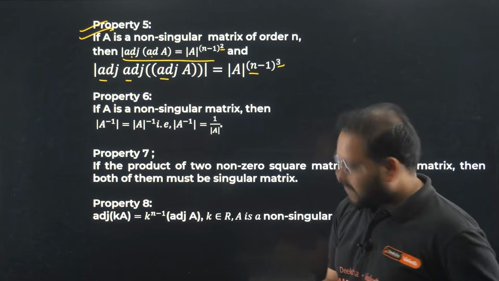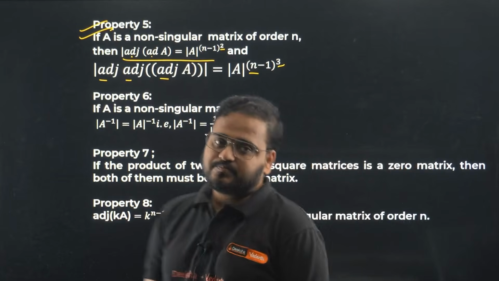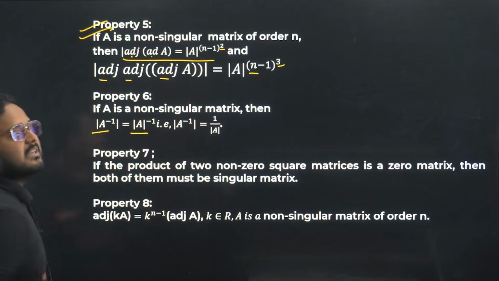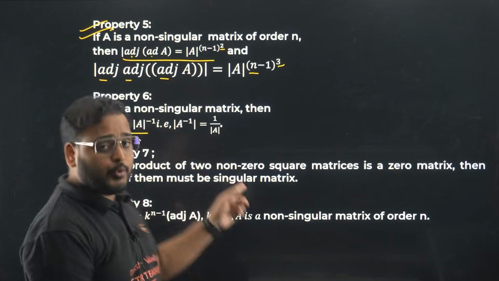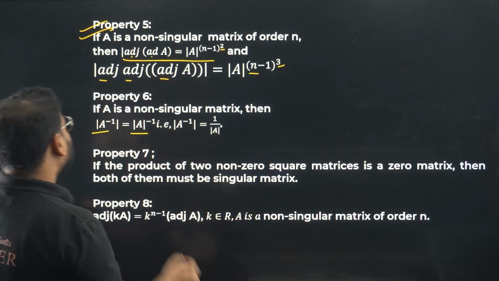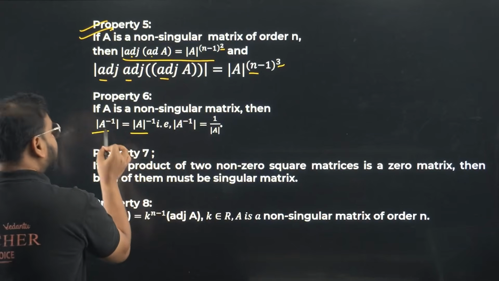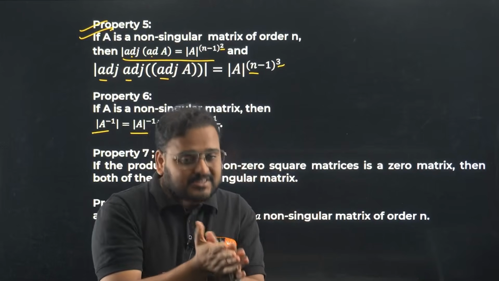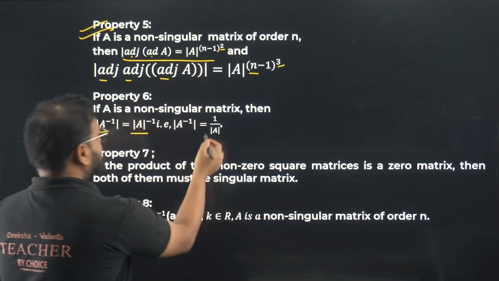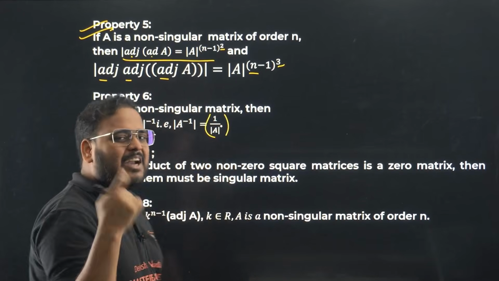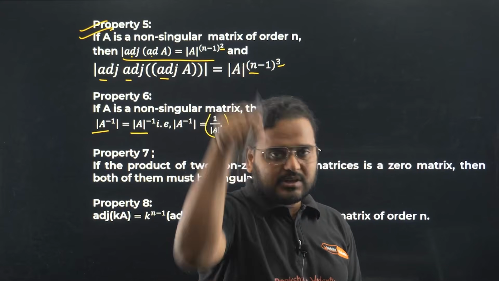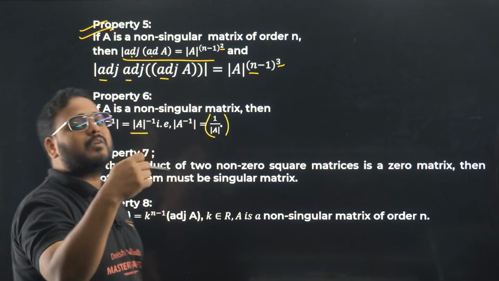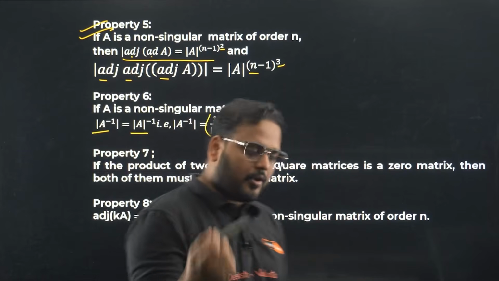Property number 6: if A is a non-singular matrix, then determinant of inverse is the same as inverse of determinant. It's very useful. I have taken a question on this, I'll show you. If you have to find determinant of inverse of a matrix, simply find the determinant first and then take the inverse or reciprocal. Because determinant is a value, power minus 1 becomes reciprocal. Simple or not? Of course simple.